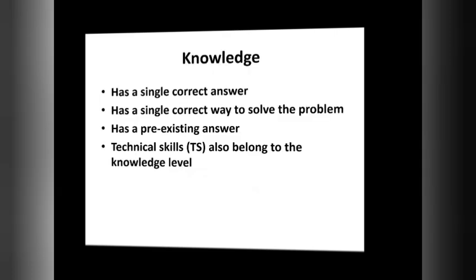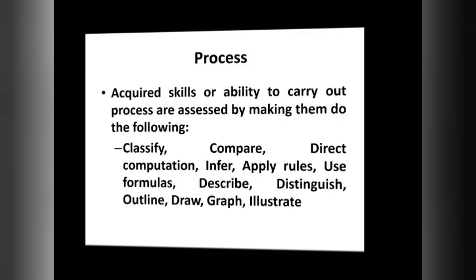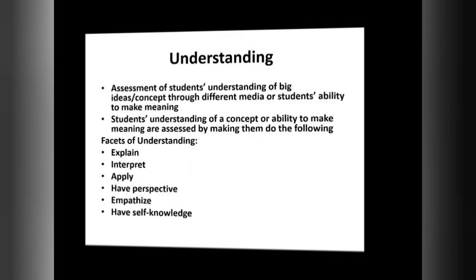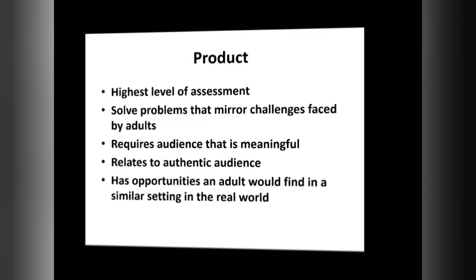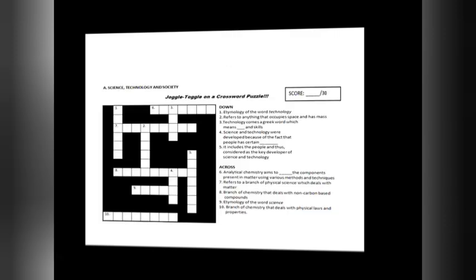2012 to 2015. Knowledge type of assessment are those assessments which require a single correct answer, while process assessments are those which require learners to carry out a particular process like classification, comparing, computation, or application to answer a particular test. Understanding type of assessment requires learners to use any or a combination of the facets of understanding, while product requires the learner to produce an output or demonstrate a particular performance, like a performance task.